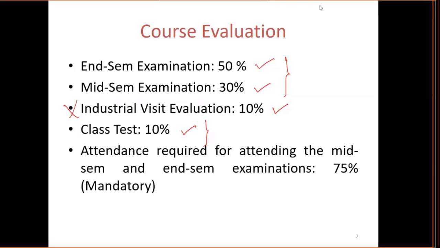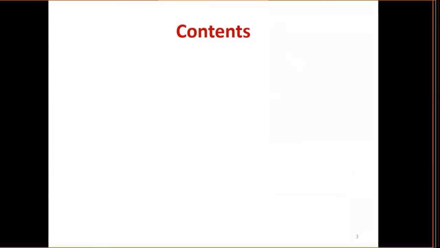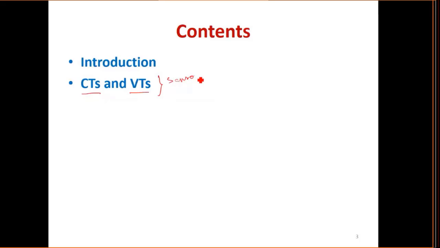Next we'll see the course content. What contents will be covered in this course? First we'll talk about the introduction. In this we'll talk about general introduction, like fault analysis, and also about the system. Then we'll talk about CTs and VTs. CTs are current transformers and VTs are voltage transformers. Perhaps you know, these are sensors, or we can say transducers.